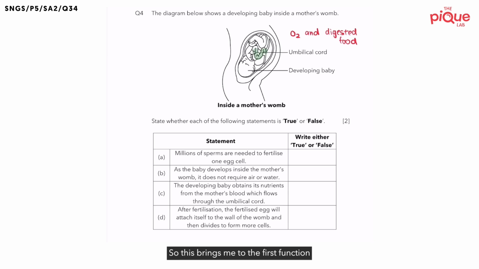So this brings me to the first function of the umbilical cord, which is to transport oxygen and digested food from the mother to the baby. And I will indicate this direction using a red arrow drawn in the diagram.